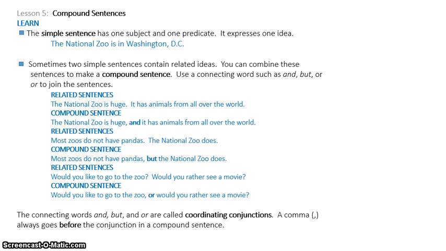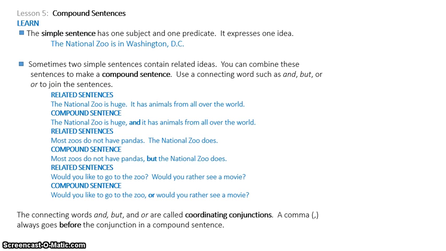So the very first example they give you, it says the National Zoo is huge. It has animals from all over the world. So those 2 sentences are talking basically about the same thing, the National Zoo. So what they did is they combined it and made it a compound sentence, and now it says the National Zoo is huge, comma, and it has animals from all over the world. Okay, the next example they give you, it says, most zoos do not have pandas. The National Zoo does. So the compound sentence would be, most zoos do not have pandas, comma, but the National Zoo does.